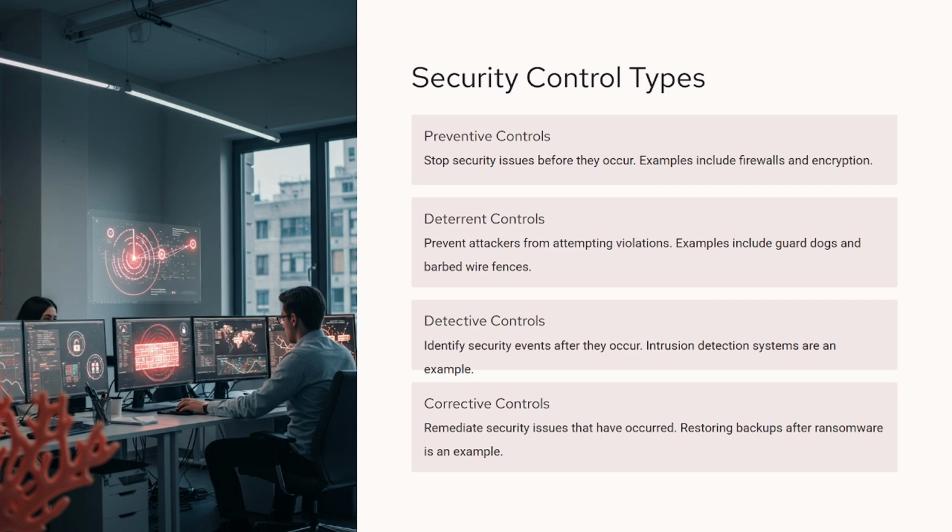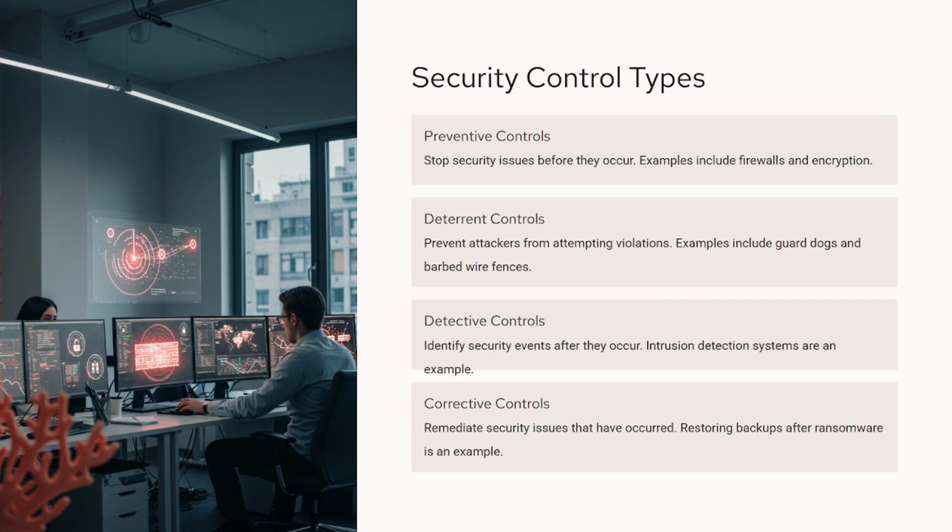In detail, preventive controls stop security issues before they occur, and examples include firewalls and encryption. Deterrent controls prevent attackers from attempting violations. They deter. Examples include guard dogs, barbed wire fences, which will deter attackers from attempting the violations.